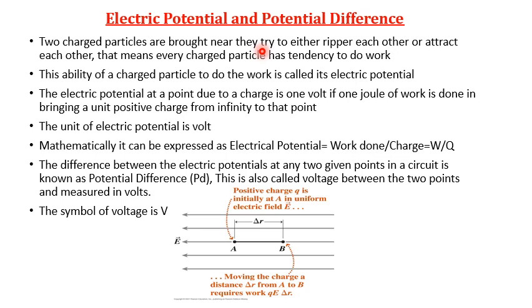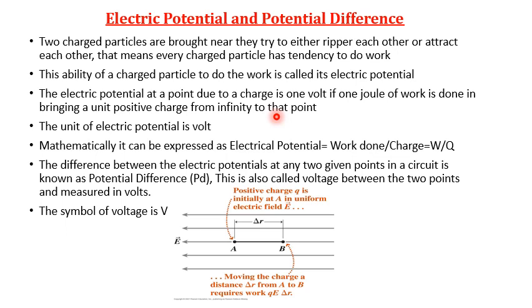That ability of a charged particle to do work is called electric potential. The electric potential at a point due to a charge is 1 volt if 1 joule of work is done in bringing a unit positive charge from infinity to that point. If the electric potential at a point due to a charge is said to be 1 volt, it is nothing but 1 joule of work done in bringing a unit positive charge from infinity to that point.